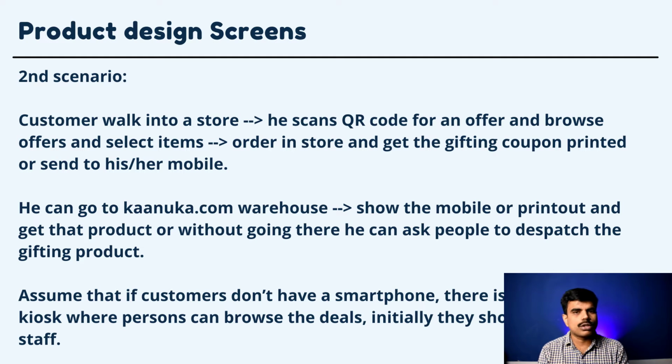And again he chooses promotional multi-products and buys, and again he generates the QR code, and he will either walk into the warehouse or pay the extra money for transportation to dispatch that item to his or her house. So this is all about the second scenario, which is the customer directly walking into the store.